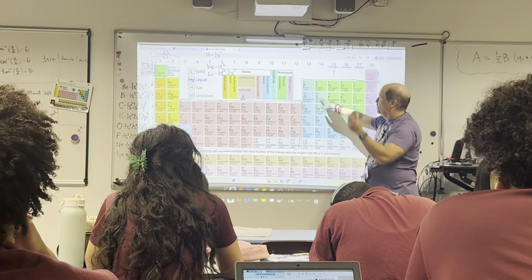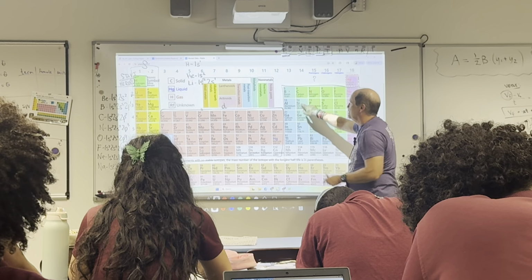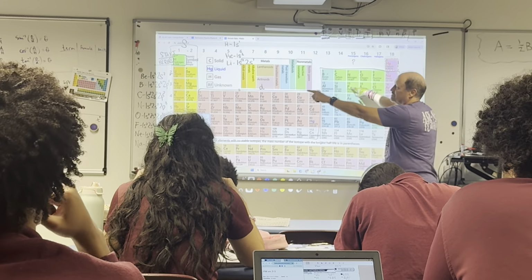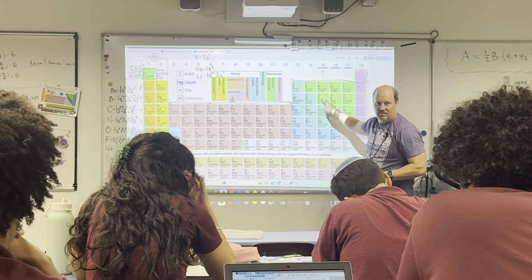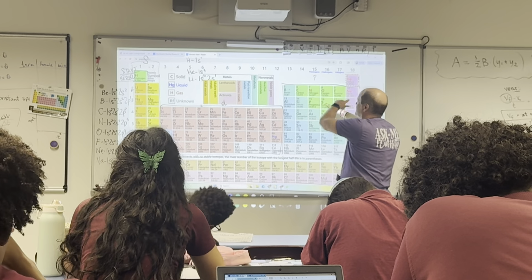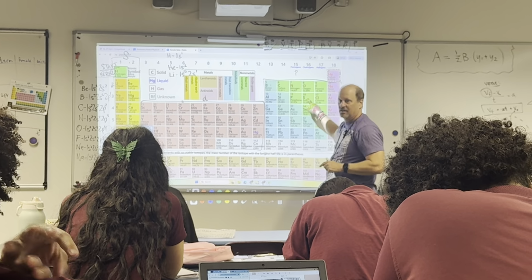Silicon: 1s2, 2s2, 2p6, 3s2, 3p2. Phosphorus: 1s2, 2s2, 2p6, 3s2, 3p3. Follow? Sulfur: 1s2, 2s2, 2p6, 3s2, 3p4.